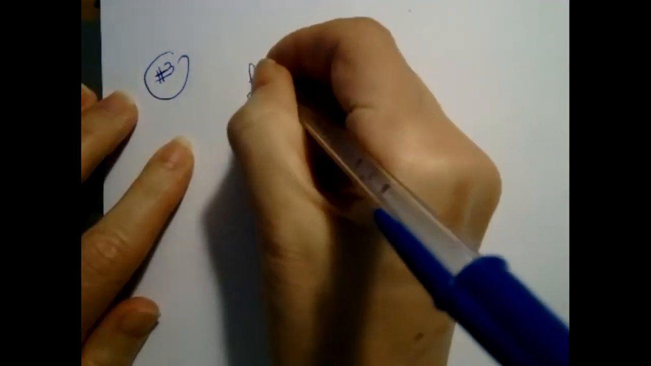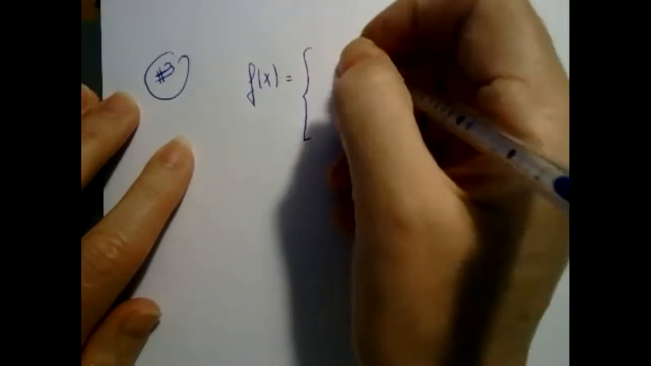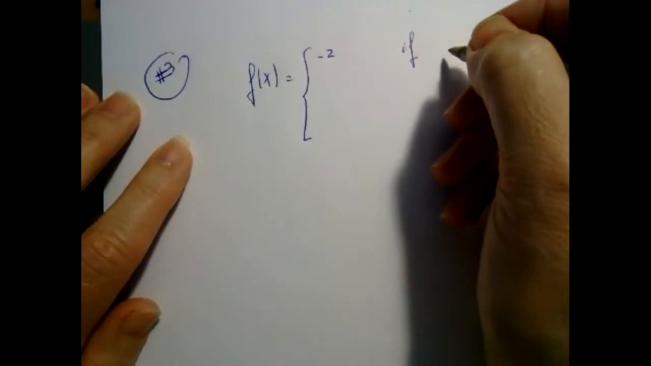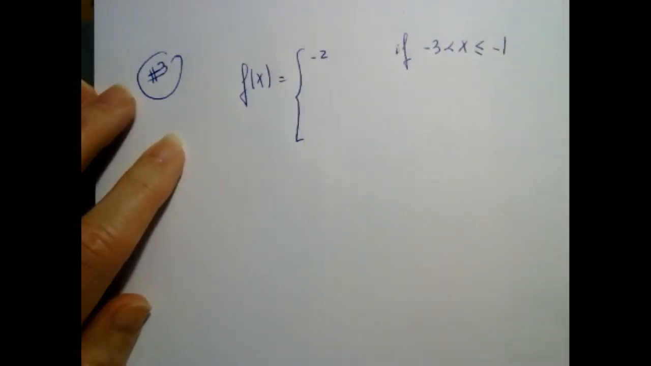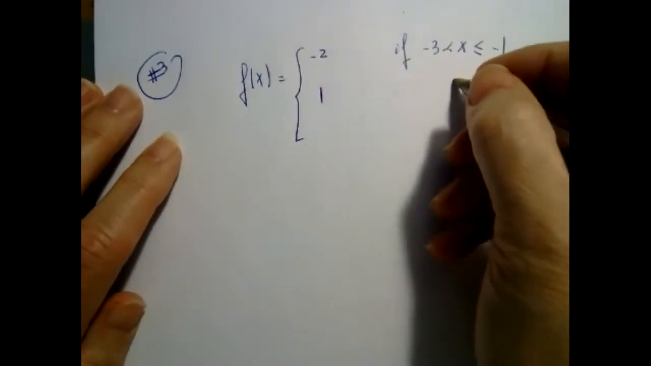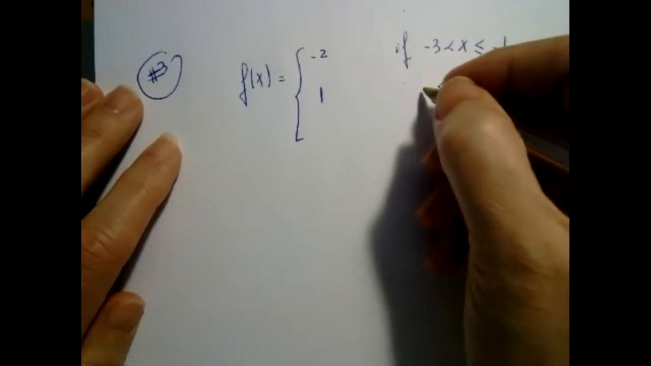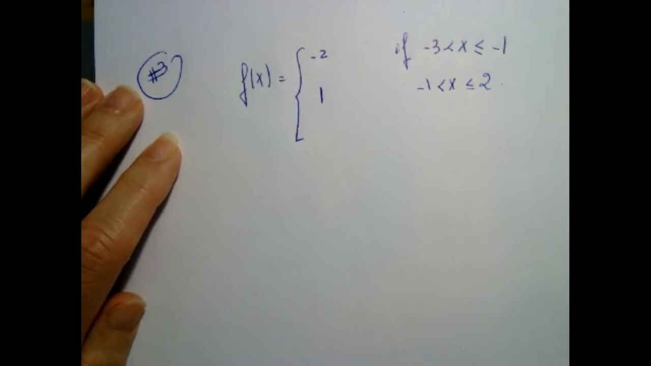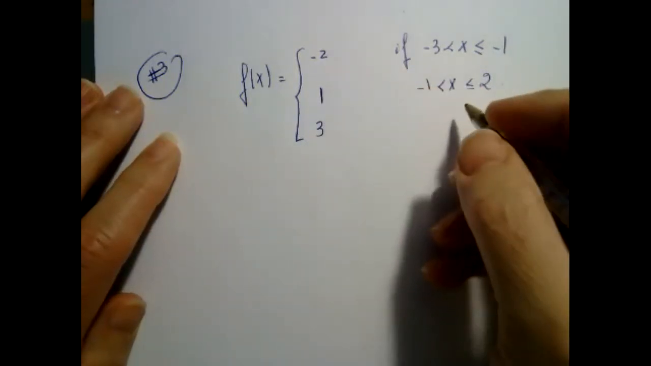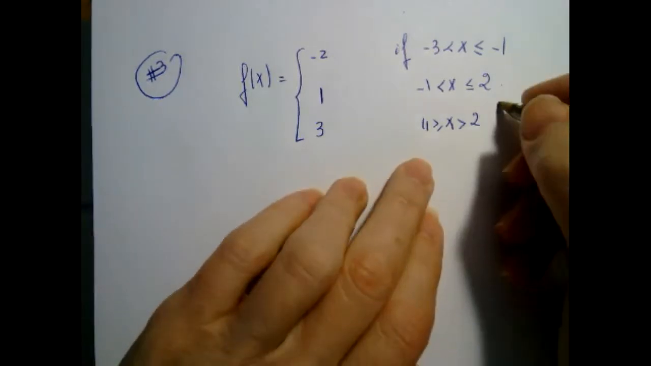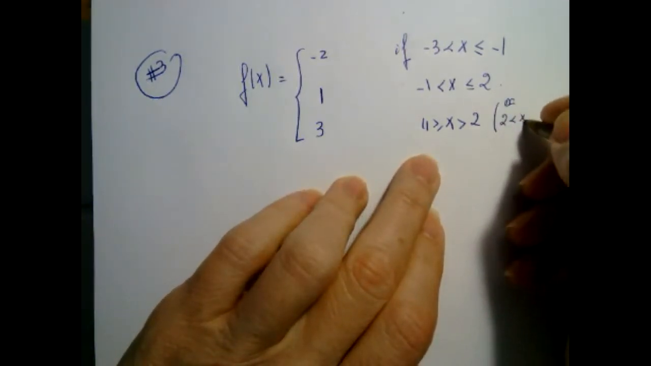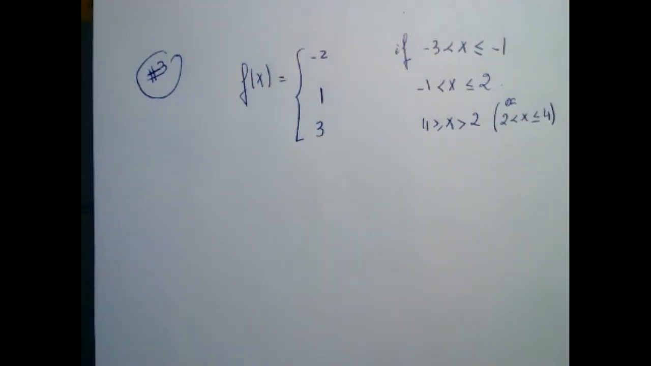So number 3. We have the following function: f of x equals -2 if x is between -3 and -1. It's 1 if x is between -1 and 2. And finally, it's 3 if x is between 2 and 4, or 4 bigger or equal to x, bigger or equal to 2. I don't know why they put it backward. The question is basically to graph this function.